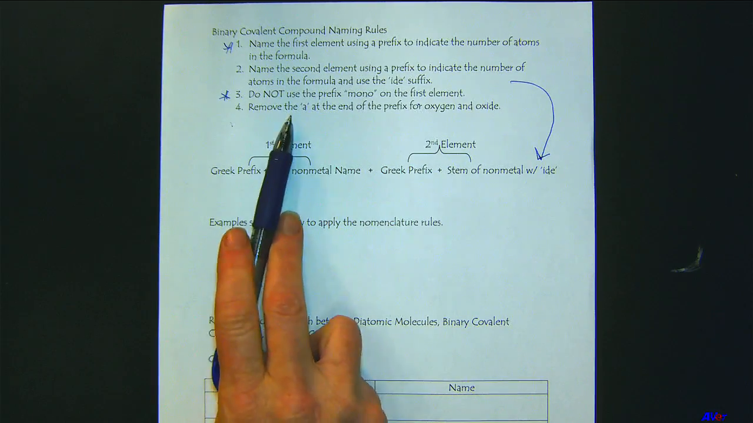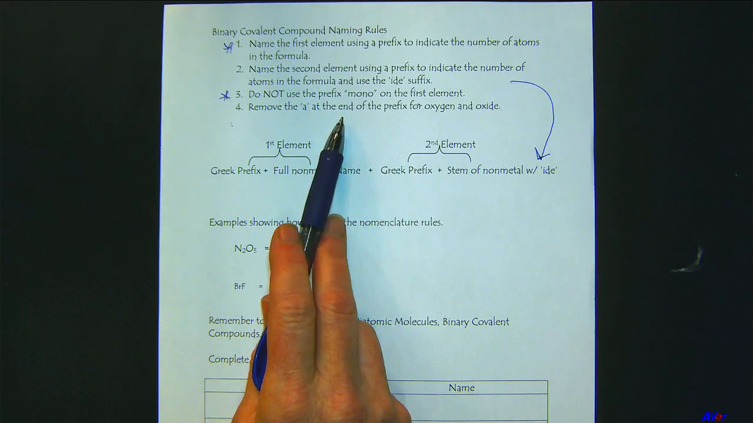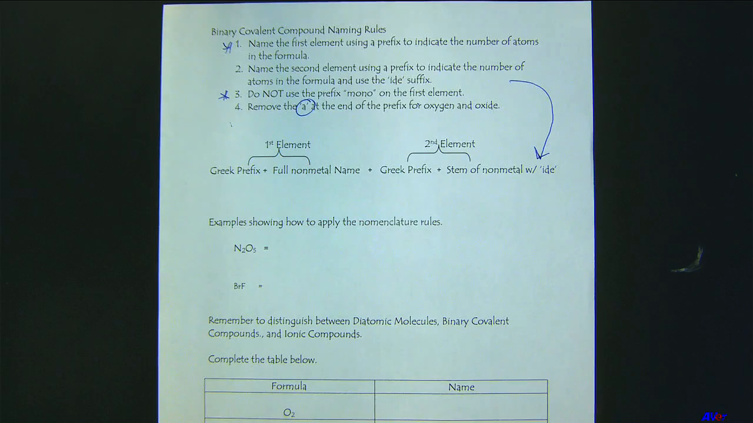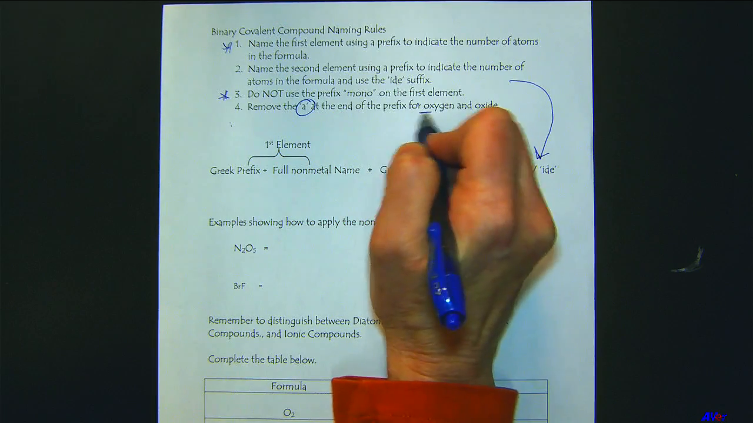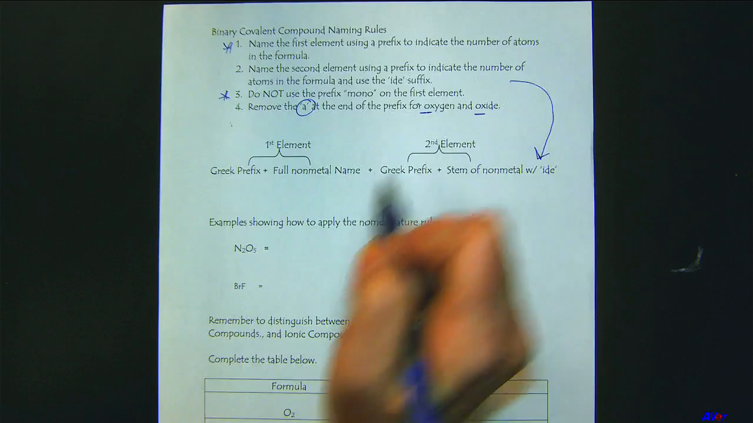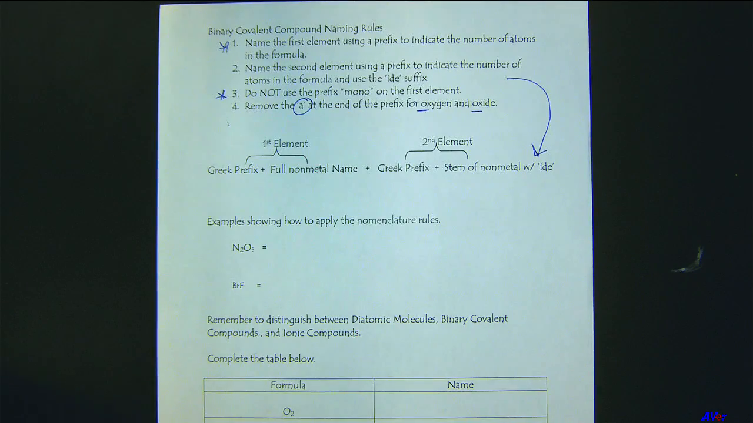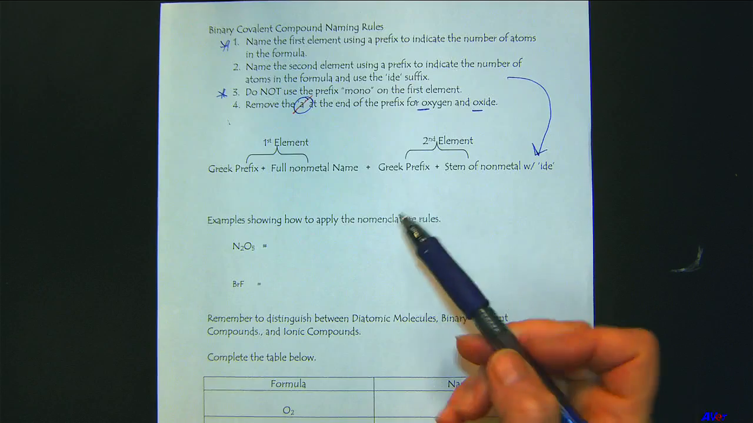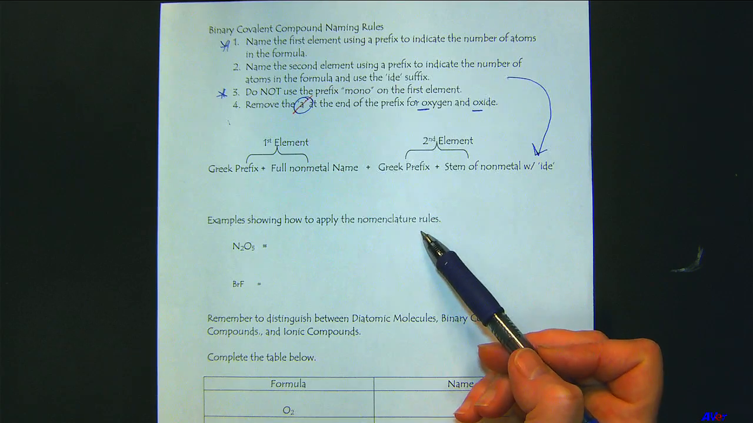And one last thing, when we look at those Greek prefixes, if the Greek prefix ended in an A, and we're going to use it with oxygen or oxide, we're going to remove it. And I'll show you an example of that as well. All right? So let's look at these examples to illustrate how we apply these rules.